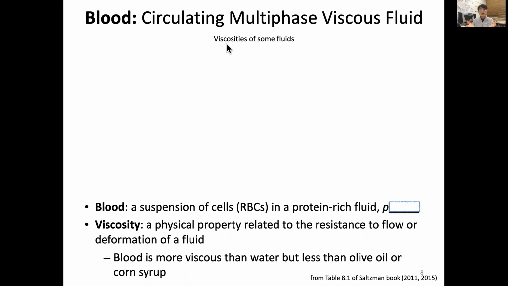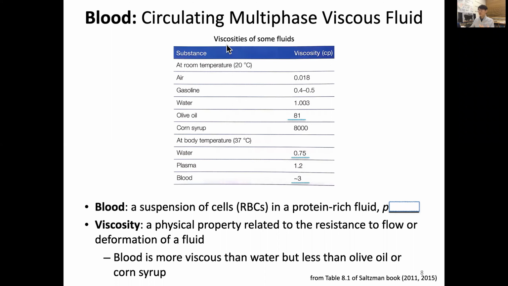Viscosity is how viscous a fluid is. You may feel that honey versus water. Let's see the actual viscosities. So the water is about 0.75 and blood plasma is about 1. And the blood is about 3 times higher than that. And in comparison, olive oil is about 80 and corn syrup, which is like honey, is 8,000.